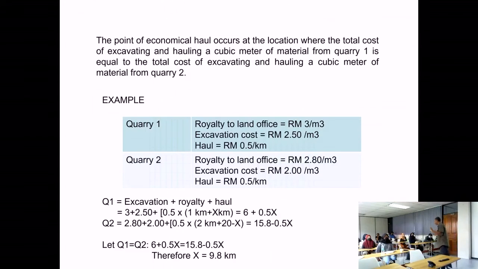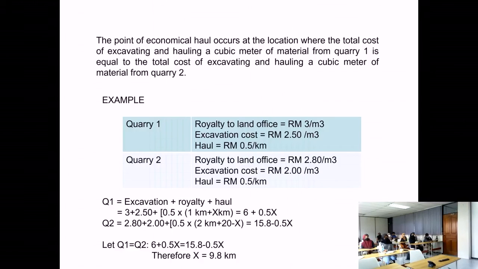This is the data. The point of economical haul occurs at the location where the total cost of excavation and hauling transportation from quarry 1 is equal to the cost of excavating and hauling from quarry 2. Set the two conditions the same. Then you can find the distance that is most economical.